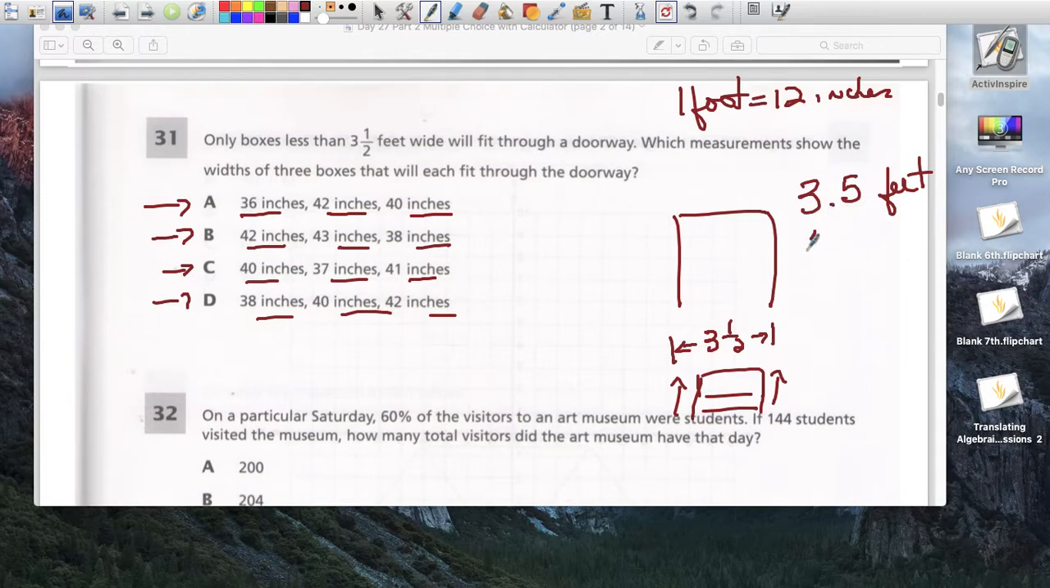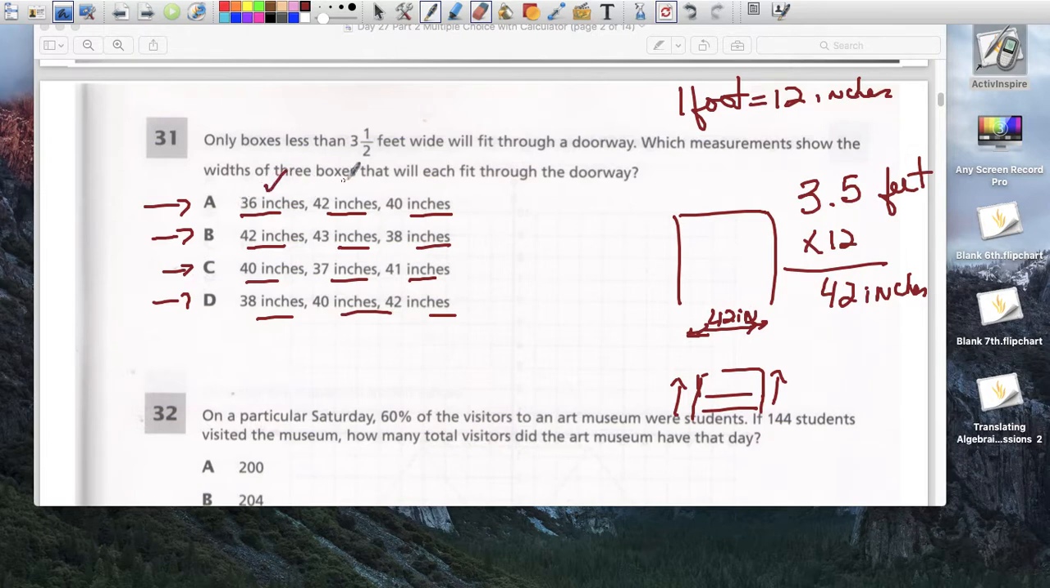So 3.5 feet, we'll multiply that by 12. That's going to give us 42 inches. So this doorway, another way, this doorway over here, from side to side, is 42 inches. Okay, it's 42 inches. Let's see, the box has to be less than 42.